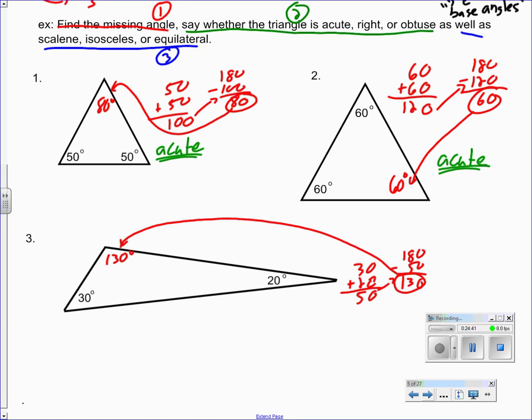Look at number 3, we have 30, that's acute. 20, that's acute, but 130 is bigger than 90, so this is an obtuse triangle on number 3. The last piece, we're going to say whether it's scalene, isosceles, or equilateral. So on number 1, we have two equal angle measures, which means that we have two equal sides. So this is an isosceles triangle.